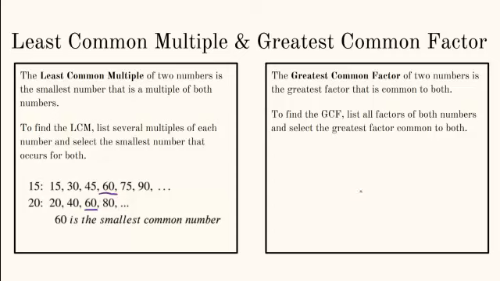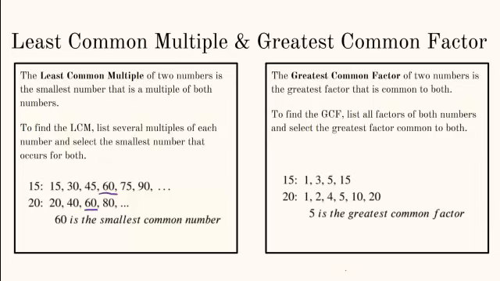For greatest common factor, now the greatest common factor of two numbers is the greatest factor that is common to both. Now, to find the greatest common factor, what you need to do is list out all the factors of both numbers and select the greatest factor that's common to both.